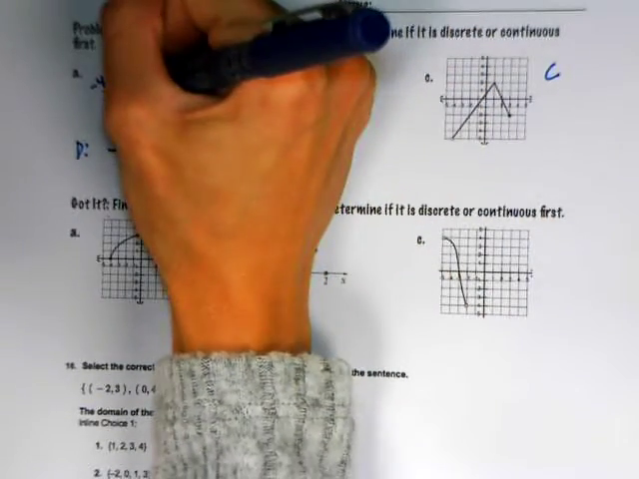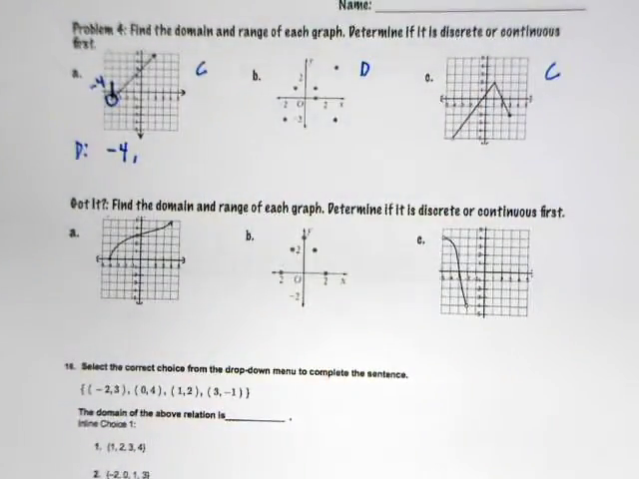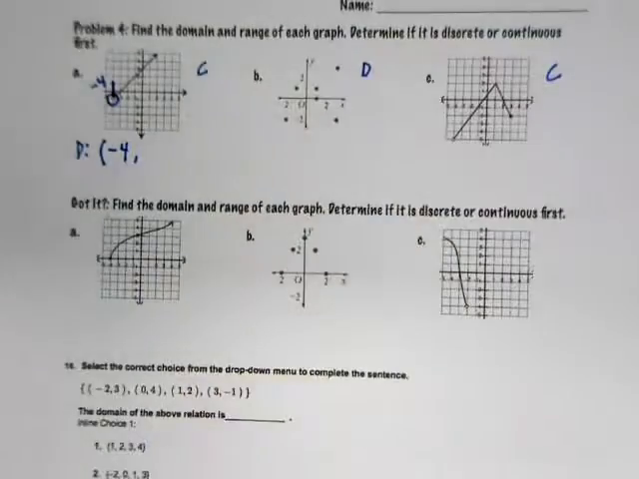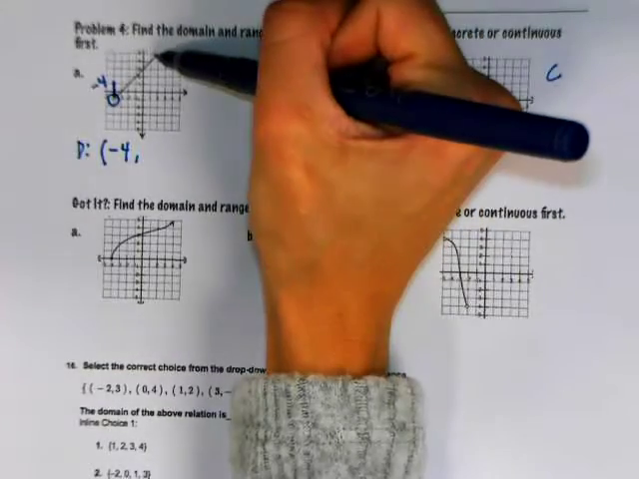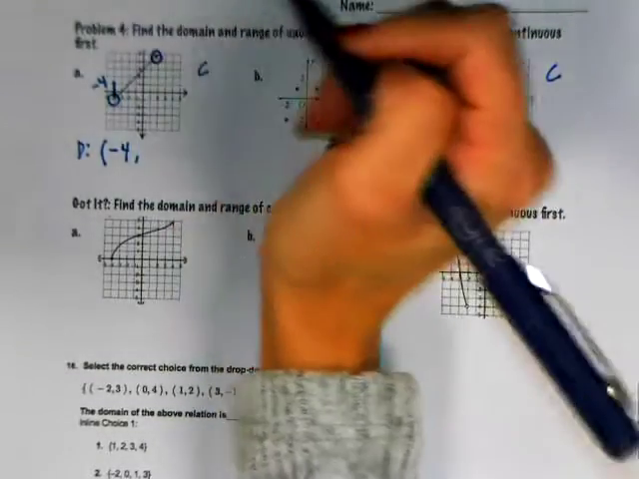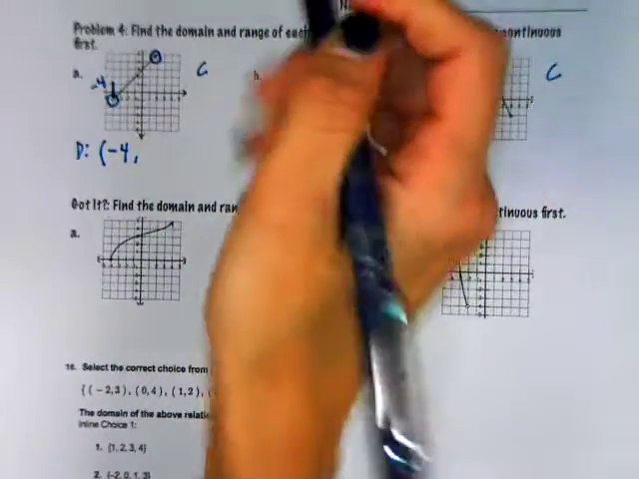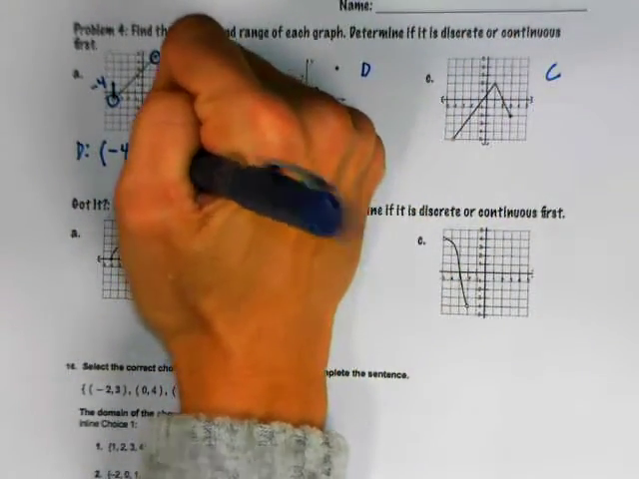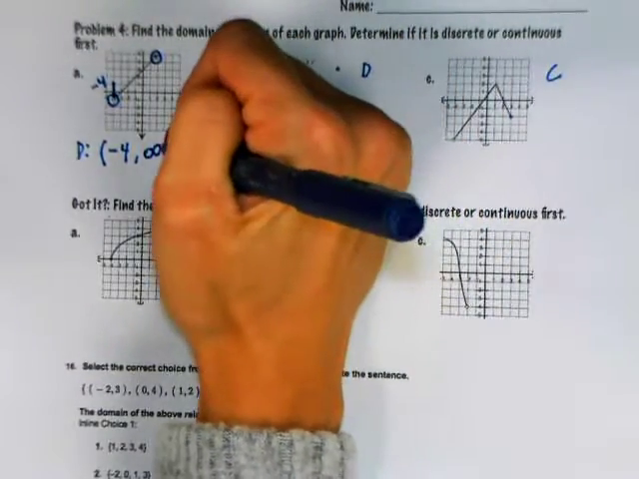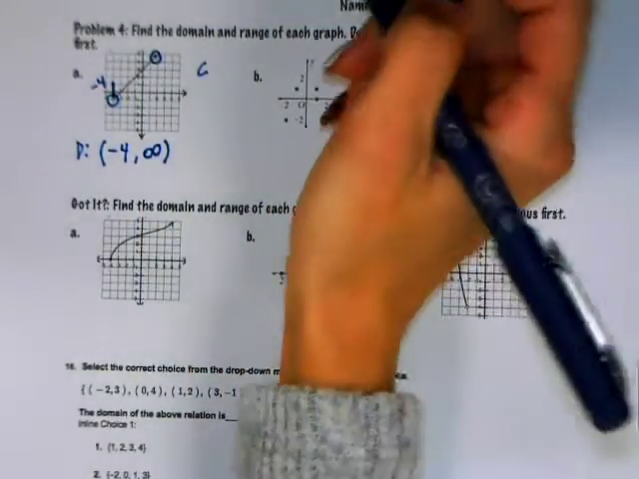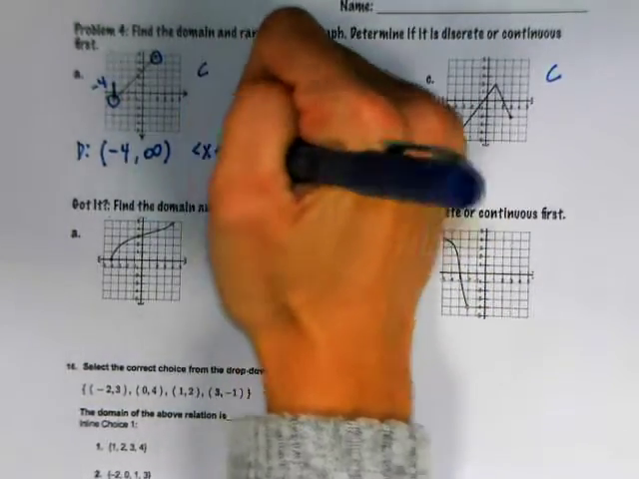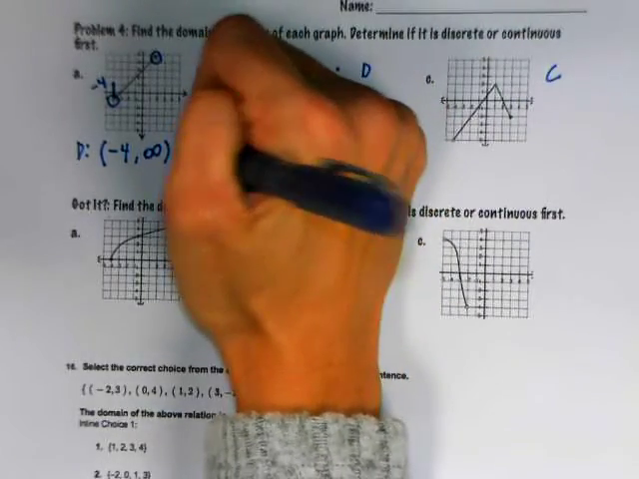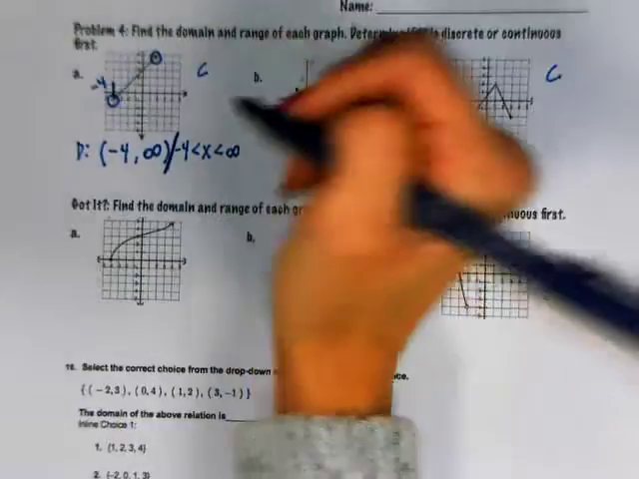And then this is an open dot. So that means not equal to. So you're going to use a parenthesis on that one. And then all the way to the right would be over here, right? But this is an arrow. So that's going to keep going. It's not going to stop there. So what would I use? Infinity, yep. And then infinity always gets what? Parenthesis. Or you could do this. So those are your two options.